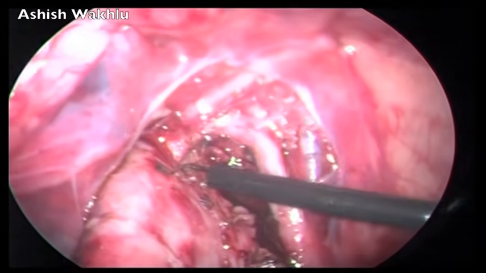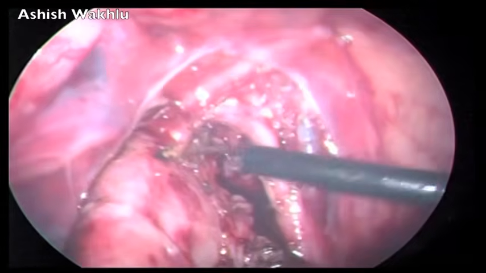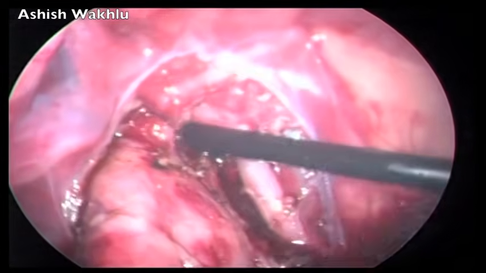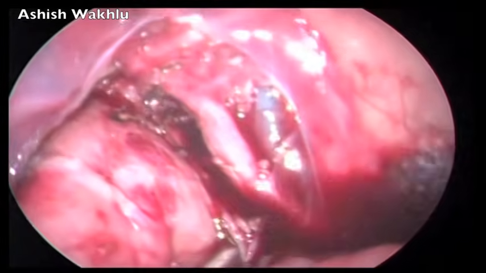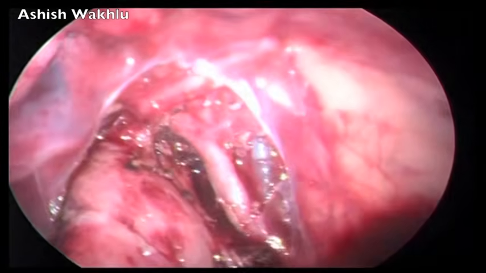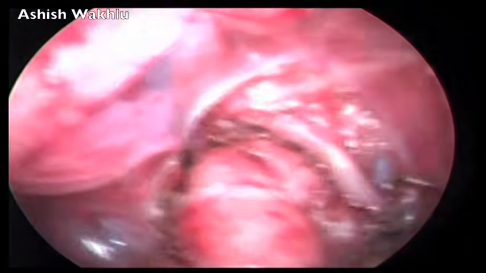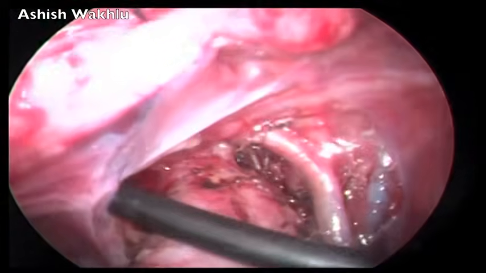As you can see, the right ureter is somewhat skeletonized in its distal part. This should be avoided, but in this patient, because of the bowel dilatation and the proximity of the ureter, some of its adventitia in the distal part has gone away.